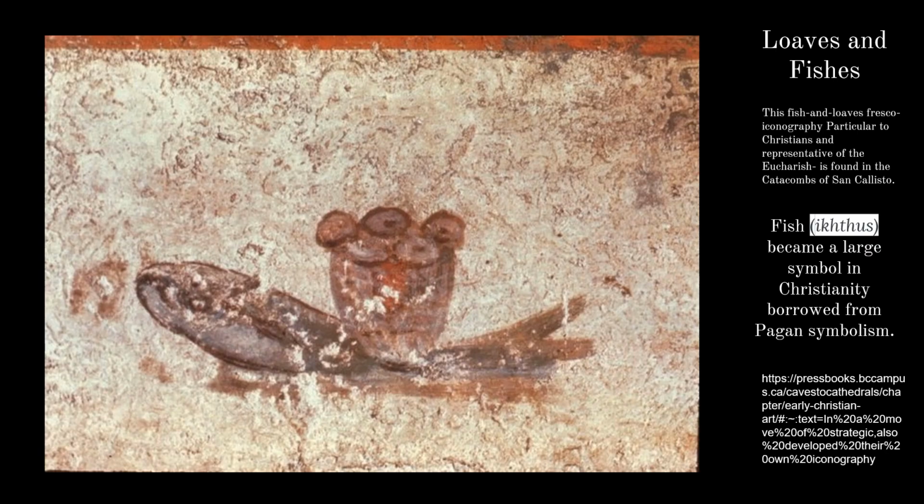Here is a painting from the catacombs called Loaves and Fishes. This is one of the earliest representations where Christians borrowed from pagan symbolism. Fishes were largely used in pagan symbolism, and even today, Christianity uses fish as different symbolisms, but this shows the evolution of pagan symbolism to Christian symbolism and how that tradition moved from one to the next.